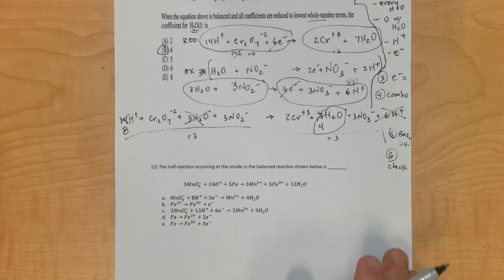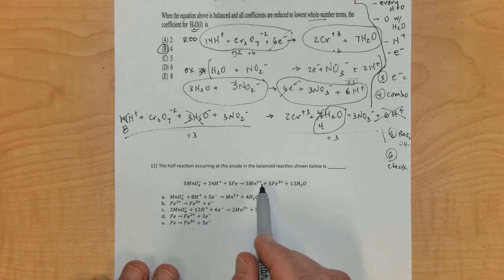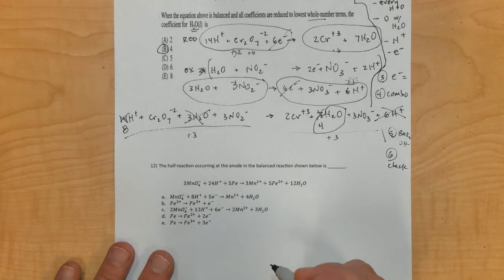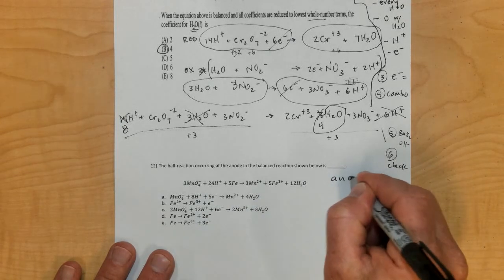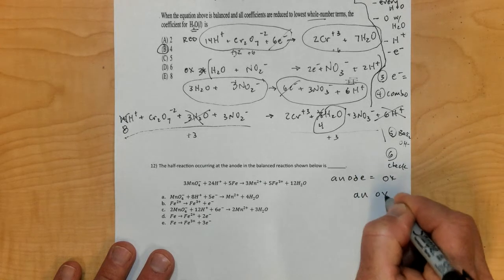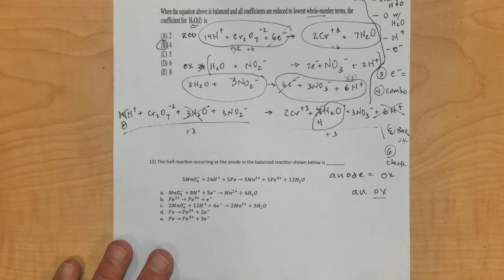All right. I'm going to go on to do number 12, then I'm going to take a break and go on to the next one. Let's see, the half reaction occurring at the anode in the balanced reaction below is, so you have to go through and assign oxidation numbers, and remember the anode is oxidized, remember, an-ox. So the thing that's oxidized, the thing going up in charge, is going to be our anode.